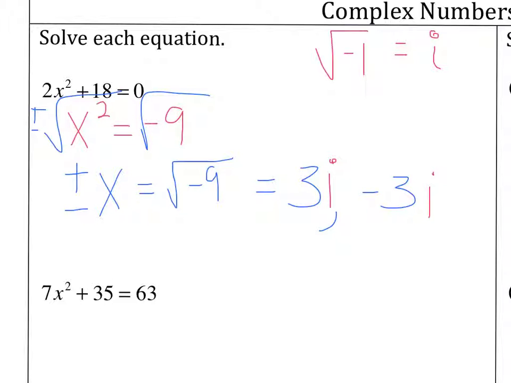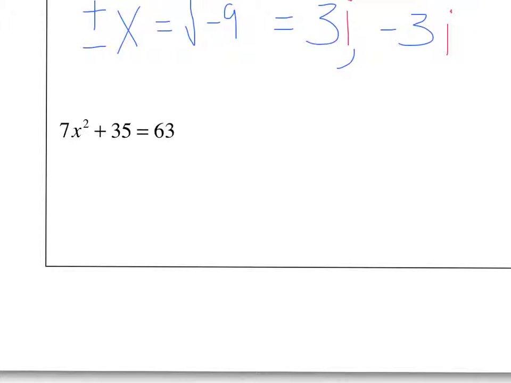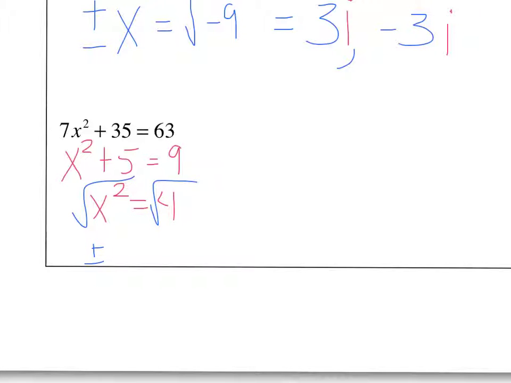Okay? My next one, 7x squared plus 35 equals 63. All three of those look like they can be divided by a 7 to me. So I got x squared plus 5 equals 63 divided by 7 gives me 9. Minus 5 to both sides, x squared equals 4. Square root both sides, and I get x equals plus or minus 2. It's kind of nice when that works out. We don't have to deal with any imaginary numbers for that one.